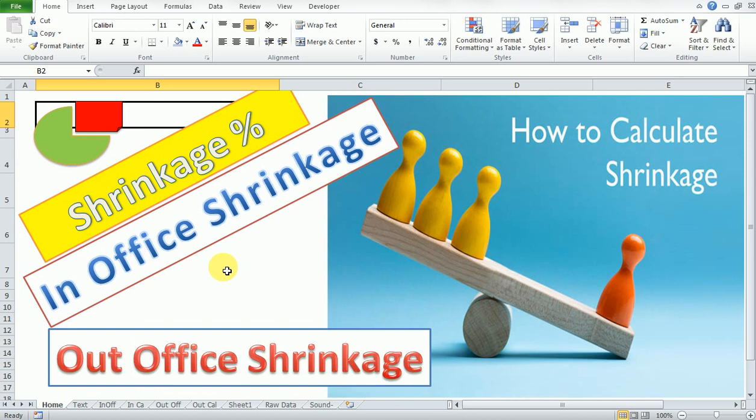So friends, first thing to understand what is shrinkage: you can see this icon, it is totally green but 1/4 part of this circle is red. So these are the unattended people who were rostered to be available in office, but they are not present in real time as per the roster. So this 1/4 part has affected the overall circle.